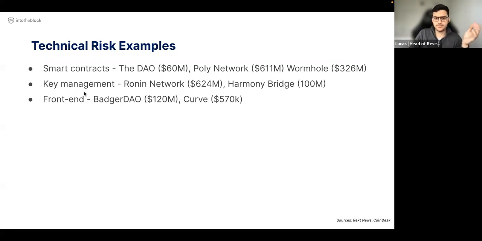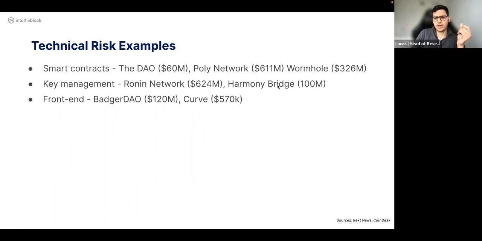Then there's key management, and so this is kind of internal risk, as I was mentioning, since oftentimes people deploying the code have access to funds. So if it's not protected correctly or they don't have the right methods in place to avoid withdrawals from those code deployers, it can lead to losses. Perfect example here is how Ronin Network from Axie Infinity, their L1 rather, their bridge, lost 620 million. I think it was to the Lazarus group.